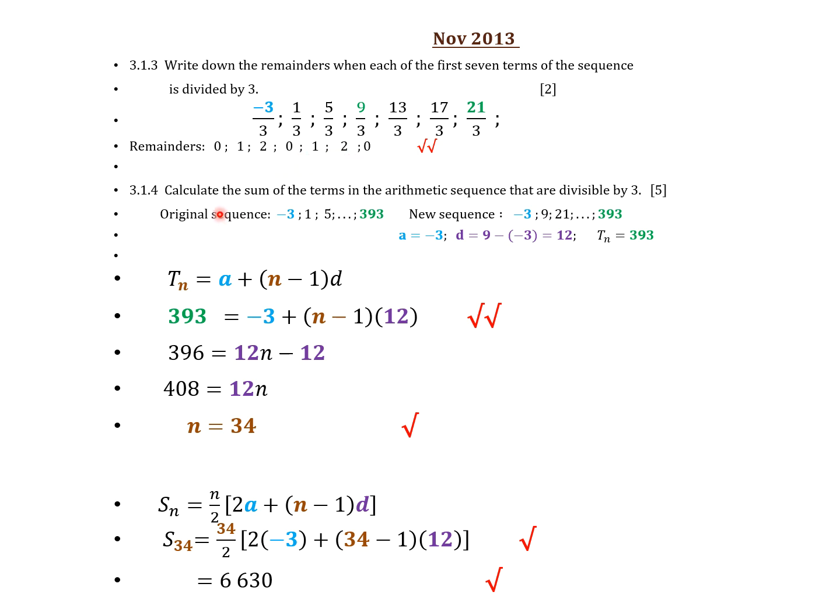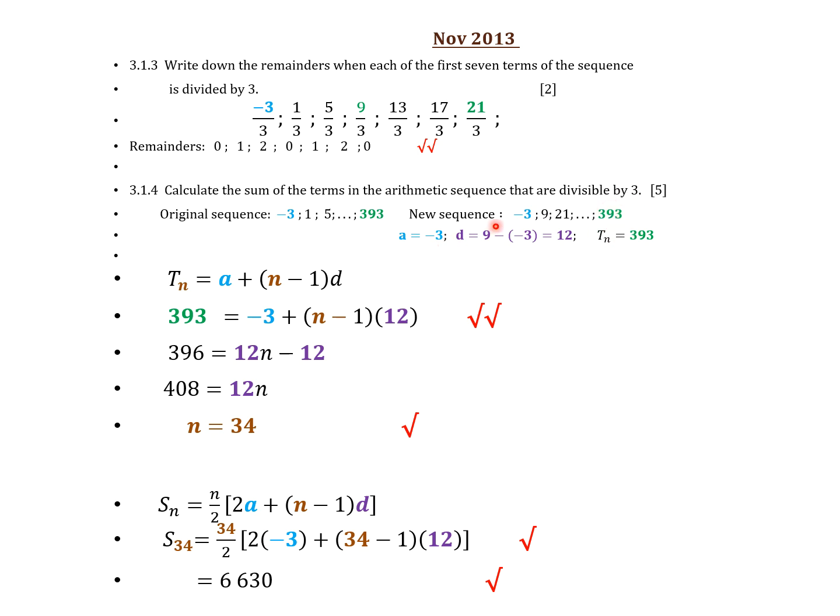Right, now they say calculate the sum of the terms in the arithmetic sequence that are divisible by 3. So in the original sequence we had -3, 1, 5, 3, 9, 6. New sequence there, they've assisted us. We know -3, 9 and 21 divide exactly by 3. And the last term, if you look at it, 3 plus 3 is 6, 6 plus 9 is 15. So 15 can divide by 3, therefore the end term can divide by 3.